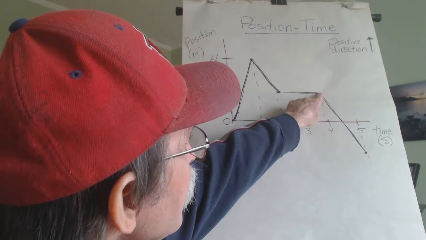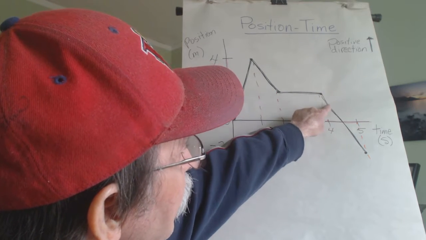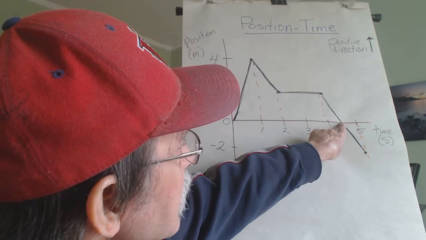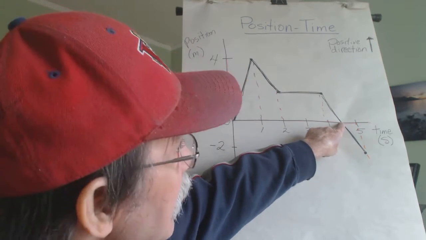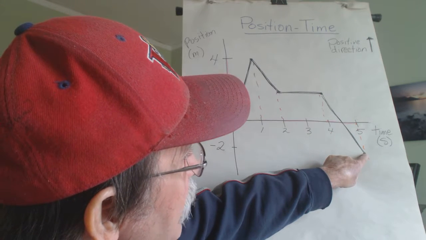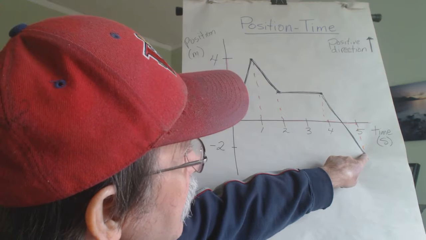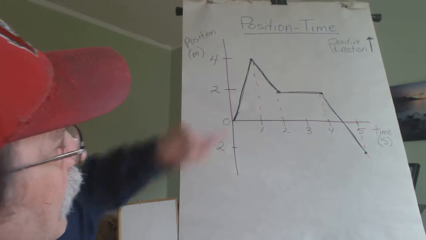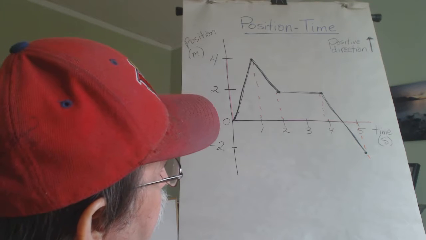positive 2 through the origin. So at 4.5 seconds, it's back at the origin, and then it keeps going in that direction. So now it's in the negative direction relative to the starting point.